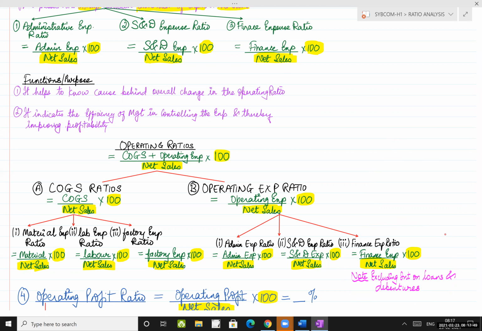So this is the detailed bifurcation of operating ratios. The numerator is COGS plus operating expense, and you can even further sub-classify COGS as material, labor, factory, and further classify operating expense as admin, selling and distribution, and financial expenses.